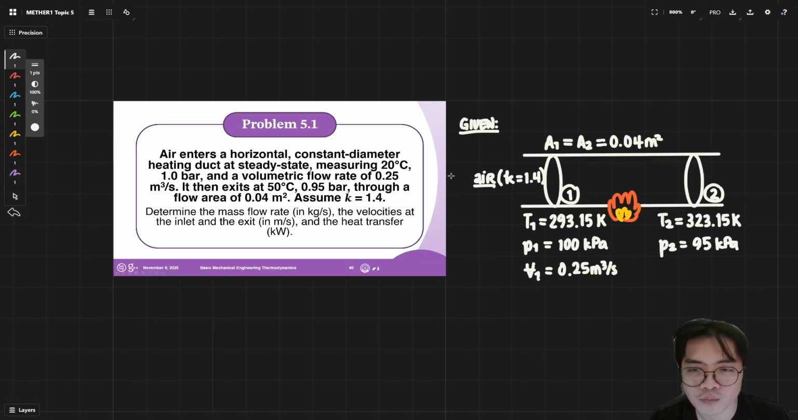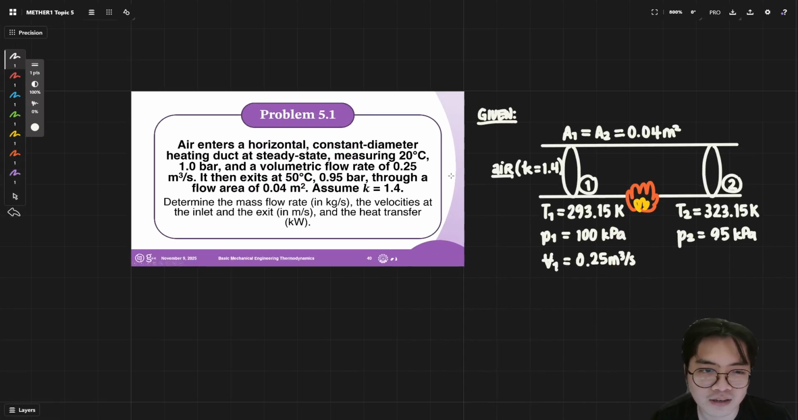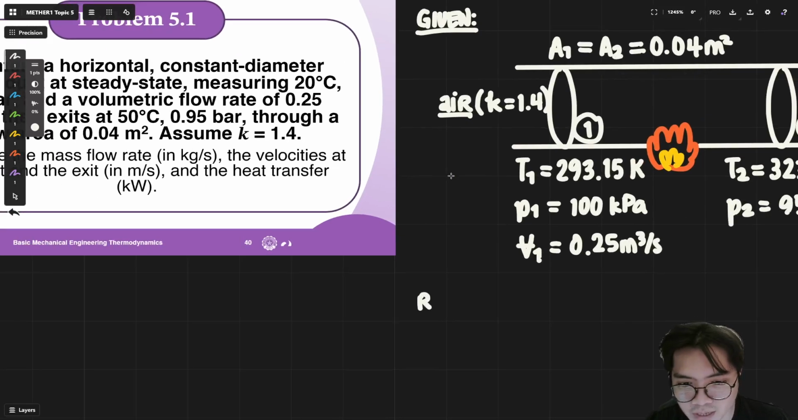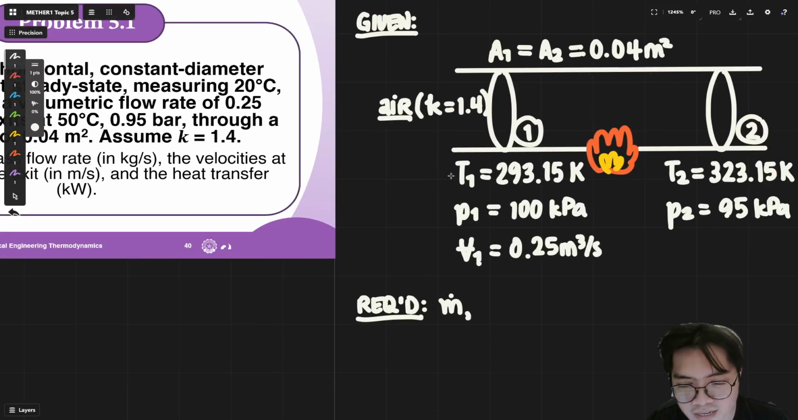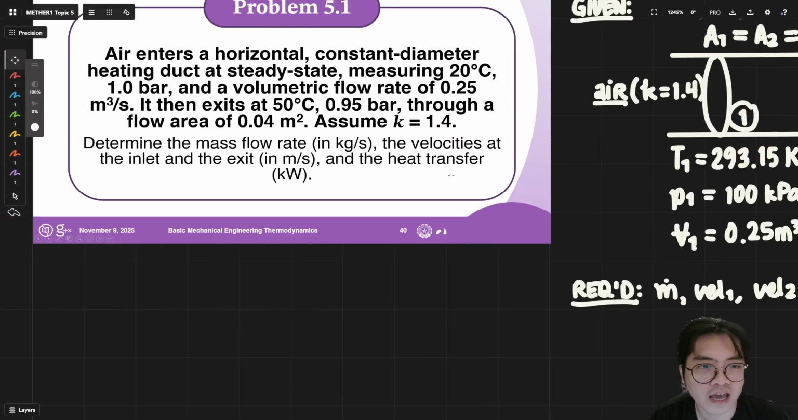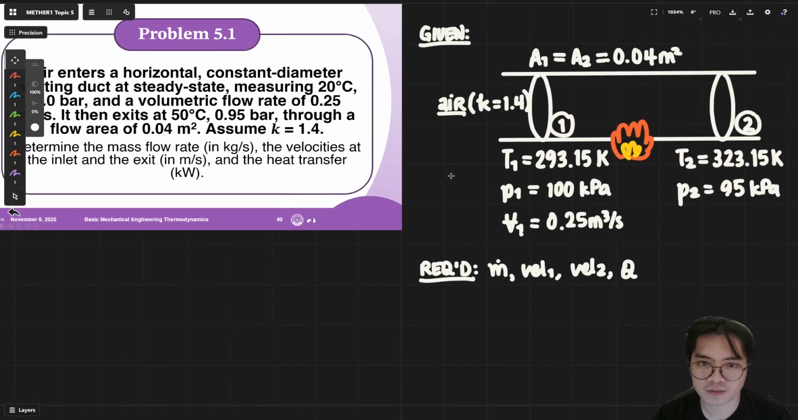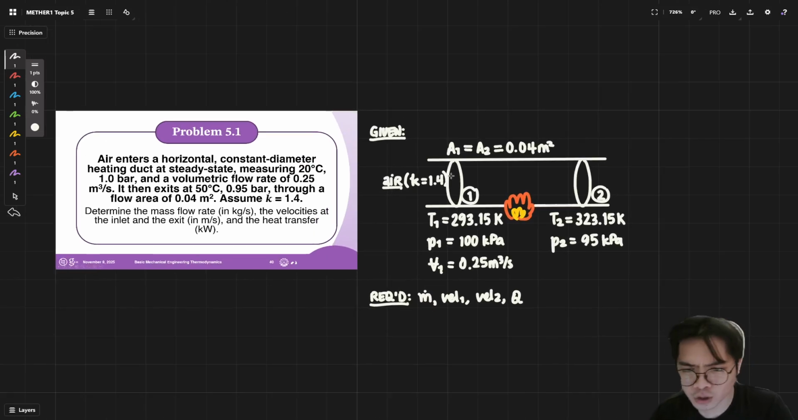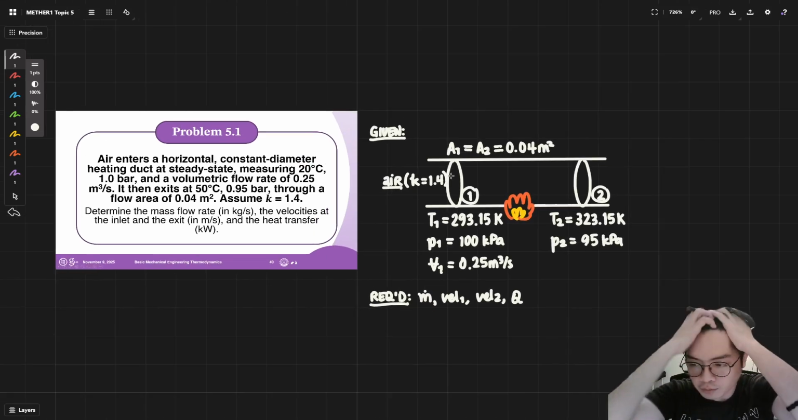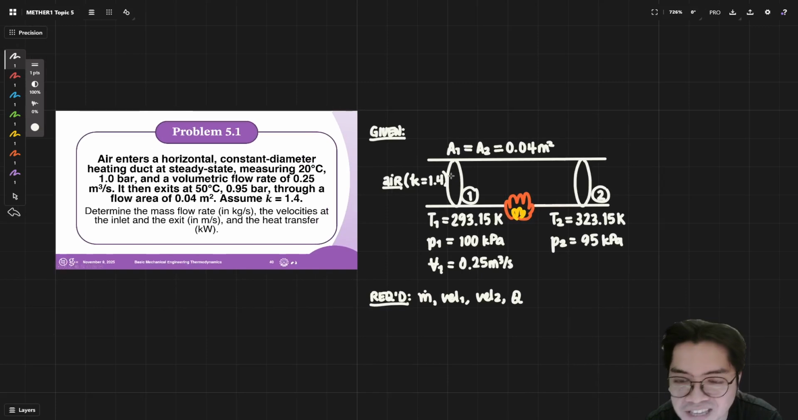Okay. Now, what we need is, number 1, the mass flow rate, m dot. The velocities at the inlet and the exit, so vel1 and vel2. Okay. And then the heat transfer in kilowatts. Okay. So I have a little note down at the bottom for when we're going to solve for our heat transfer, or actually our velocities already.